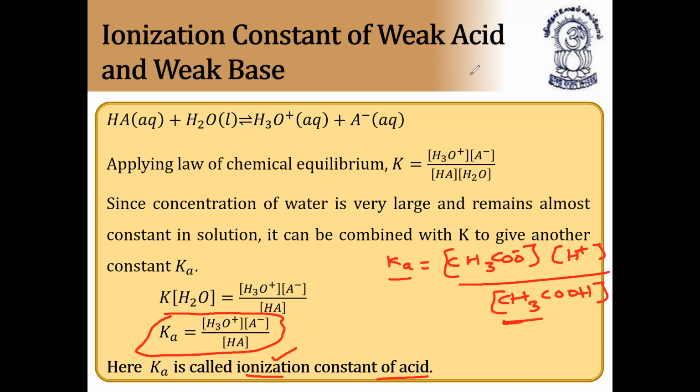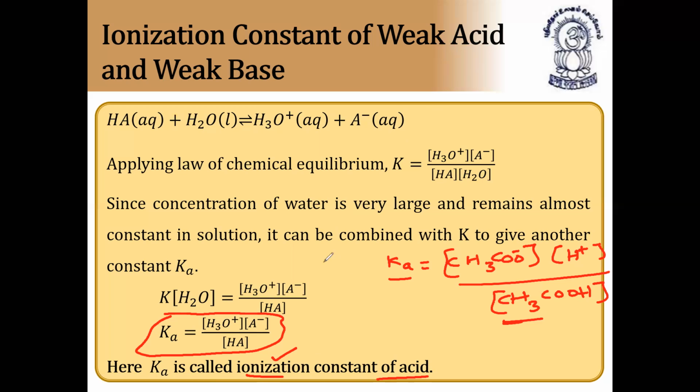Next, similarly, we can find ionization constant of base also. Since water concentration is very, very large, it is taken as 1. So this is called Ka, where Ka is called ionization constant of acid. Very, very important. Please note down.